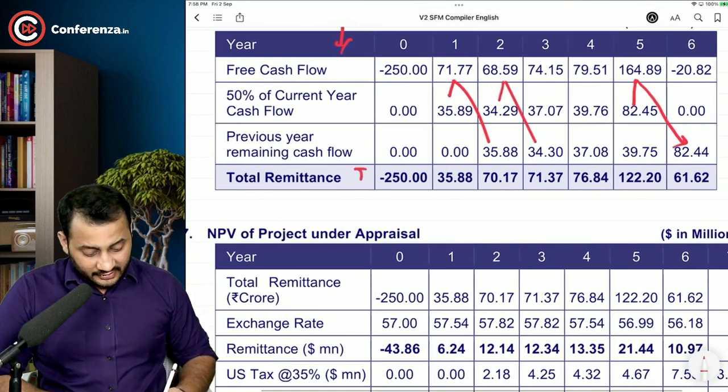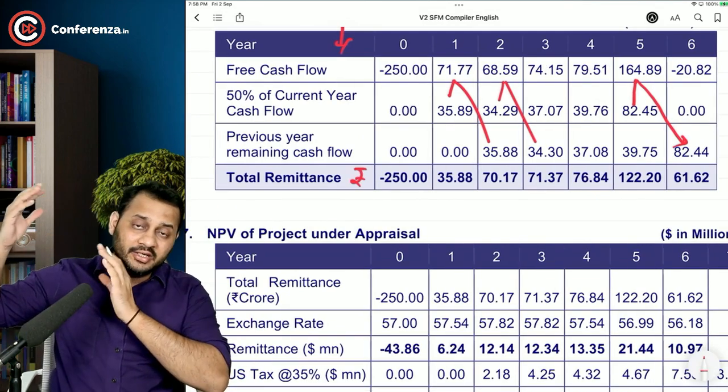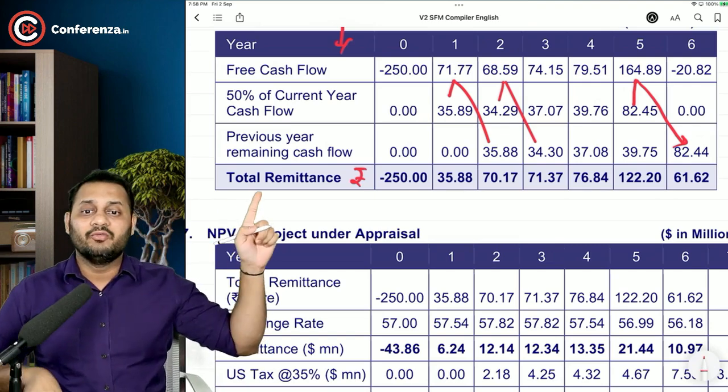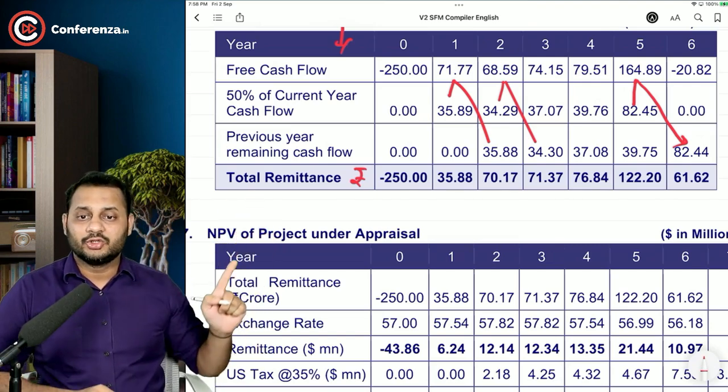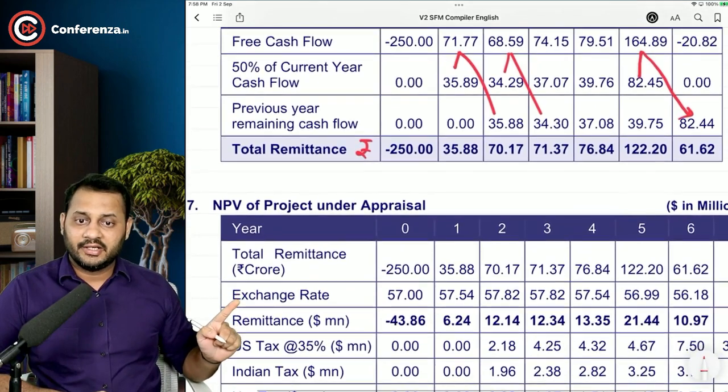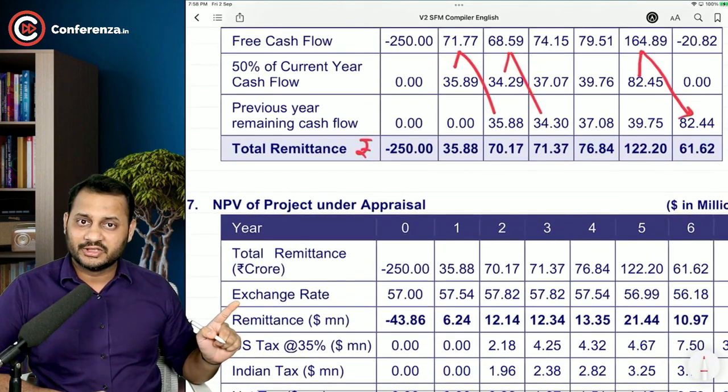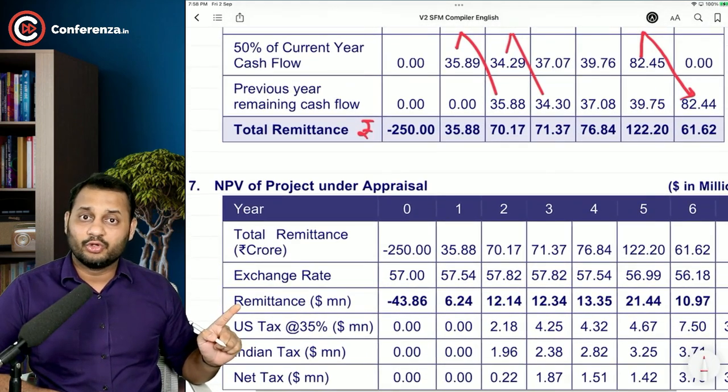Now this is still in rupees. We are remitting it to America. We have to convert that into dollars. So we'll put that again here. Take the exchange rates for every period 0 to 6. Convert that remittance into dollars.